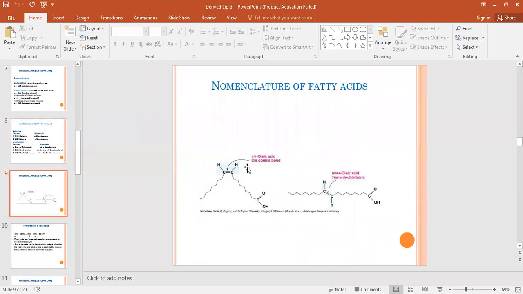Just observe this figure. In the cis one, both the hydrogens are placed on one side of the double bond, while in this one they are on the opposite sides of the double bond. Therefore, this is known as trans oleic acid, while this one is known as cis oleic acid. Cis and trans are just used to show that they are isomers.